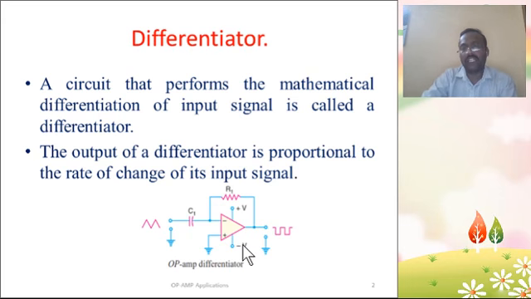Plus V and minus V, these two are the biasing of the IC circuit. That means the biasing voltage of the IC circuit.